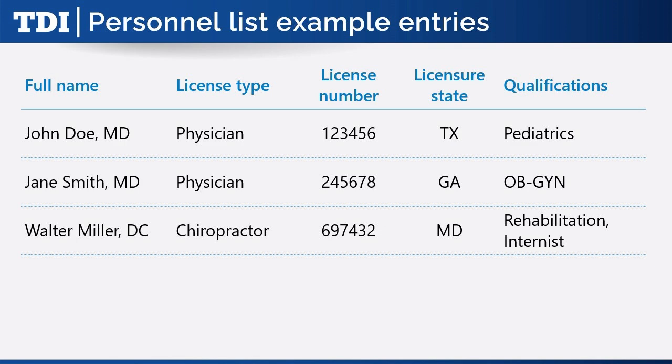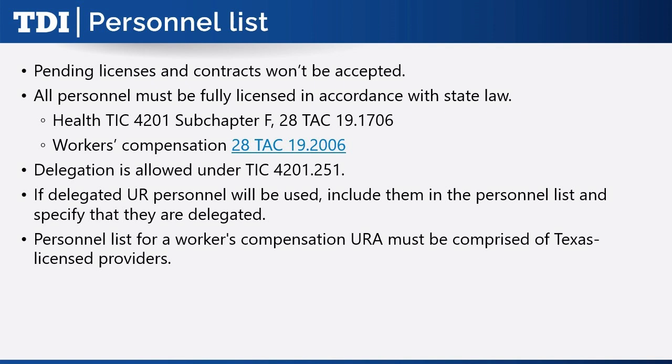This example here shows some acceptable entries within a personnel list that would meet the required criteria of the full name, license type, license number, state of licensure, and qualifications of the personnel. For the personnel list, pending licenses and contracts will not be accepted.